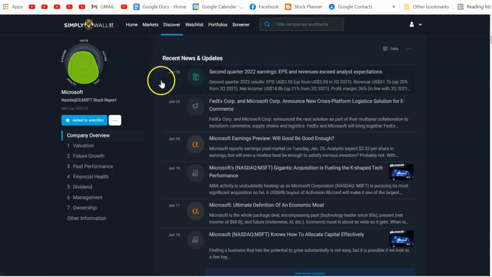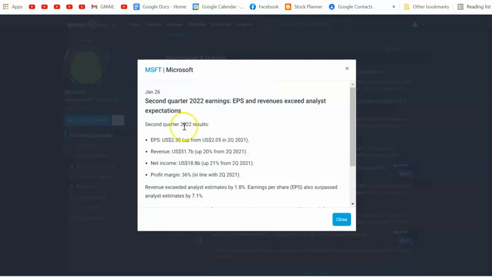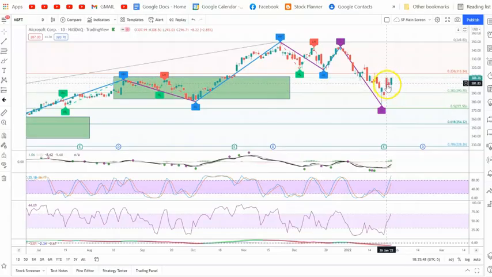Back to Simply Wall Street, they have a section for the news and updates. And this is the earnings report. And I'm lazy, so I just read the summary a lot of times. EPS, $2.50, up from $2.05. That's beat it. Revenue, it beat. And net income, it beat. Profit margin of 36% is in line. The revenue exceeded by 1.8%. Earnings per share exceeded by 7%. This is a good report. And that's why it jumped that day. But then Wall Street was red. So this is good. It's been hanging around this area here, though, leveled off.